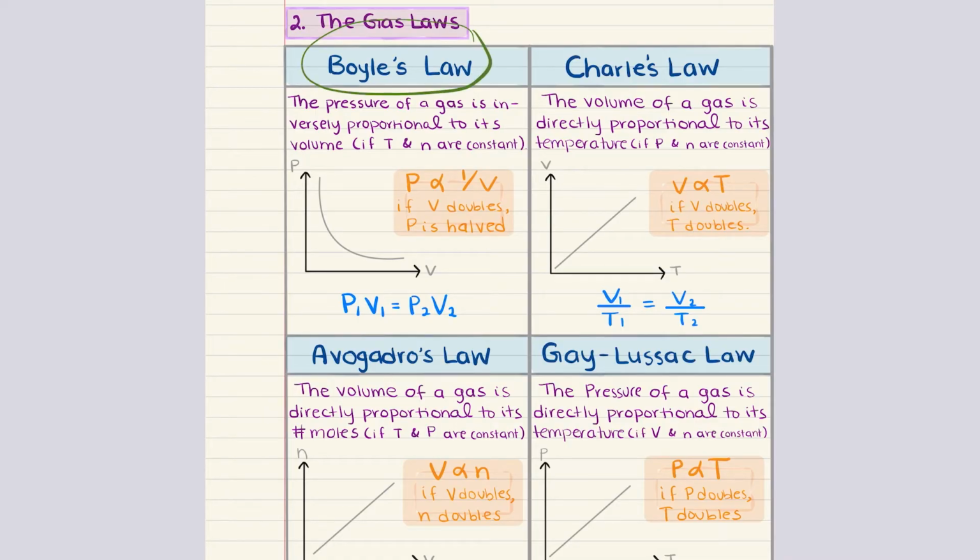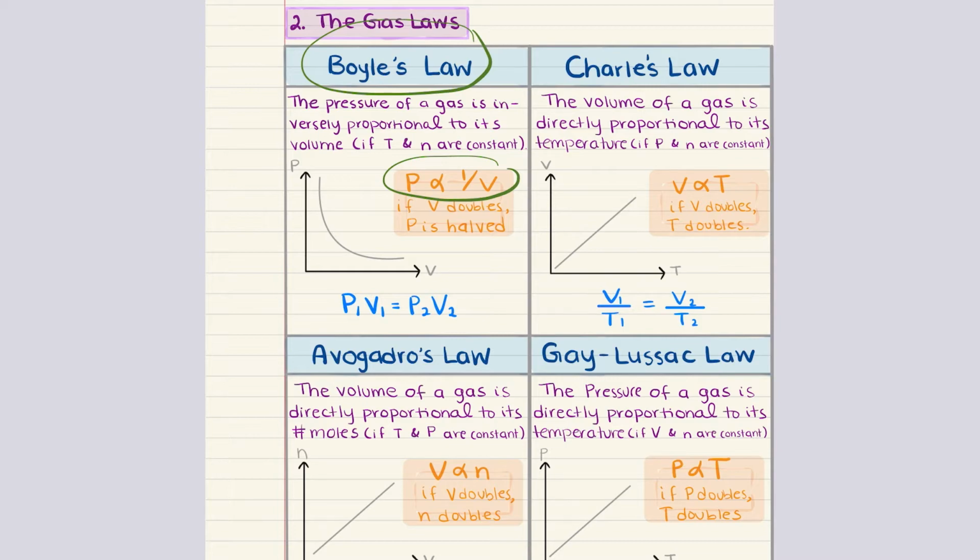Boyle's law states that the pressure of a gas is inversely proportional to its volume. And that is when temperature and the number of moles of a gas are kept constant. This means if the volume of a gas is reduced, then the pressure increases. And if the volume increases, then the pressure decreases.